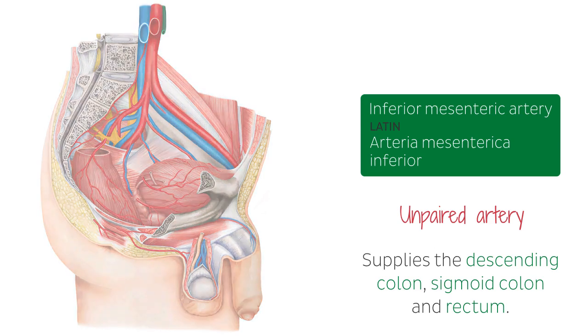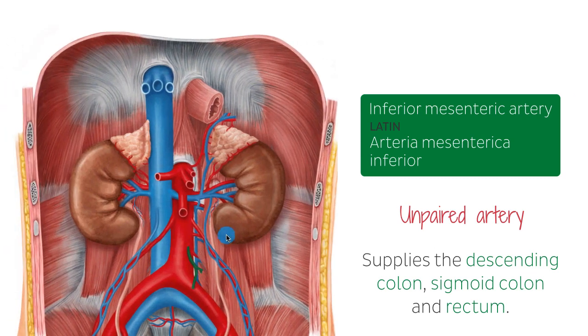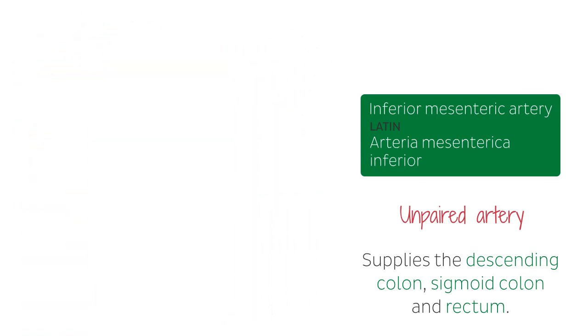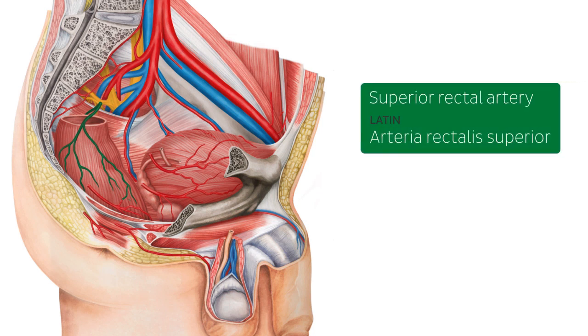And I would like to show you here this image of the anterior view of the abdomen, where you can then see the inferior mesenteric artery branching off of the abdominal aorta. And as we mentioned before, let's move on and talk about this branch, one of the branches of the inferior mesenteric artery. This is the superior rectal artery.